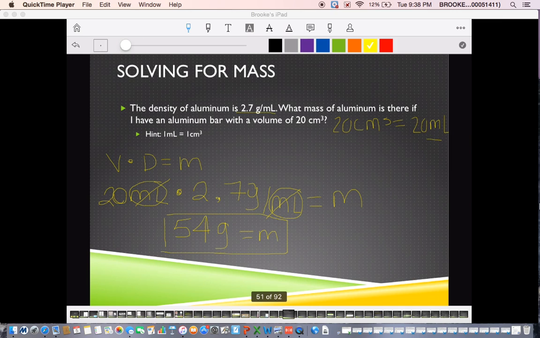So every time you have to solve for mass and you're given density and volume, this is the process that you're going to follow.